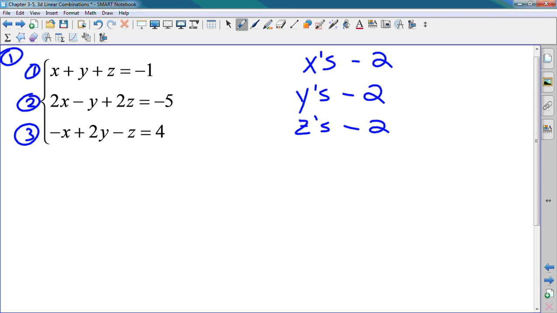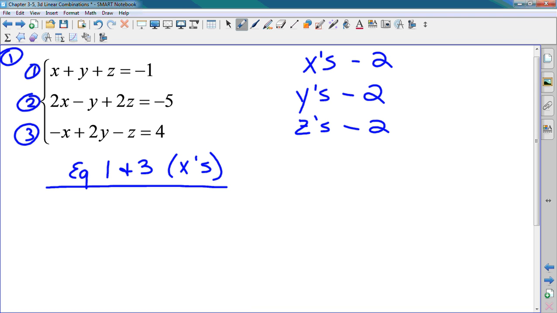So if I were you, or if I were me, I would eliminate this x and this x because we don't have to do anything to the equations, right? Or this z and this z. Or this y and this y. It doesn't matter. Pick one. Okay, so I'm going to do the x's. And I'm going to pick equation 1 and 3. And I'm going to eliminate the x's. This is how I start. Always write that down.